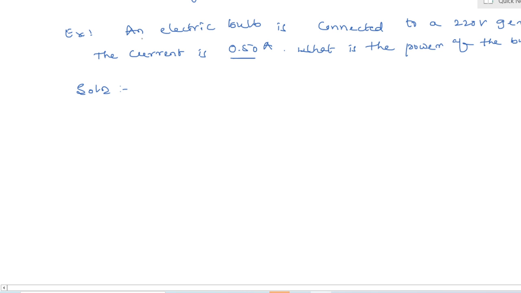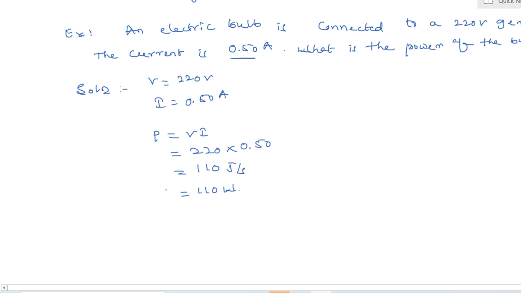Given data are here, my dear students. V = 220 volt, and current I = 0.50 ampere. What is the formula here? P = V into I. P = 220 into 0.50, which is equal to 110. 110 joule per second or 110 watt. Power here is 110 watt.